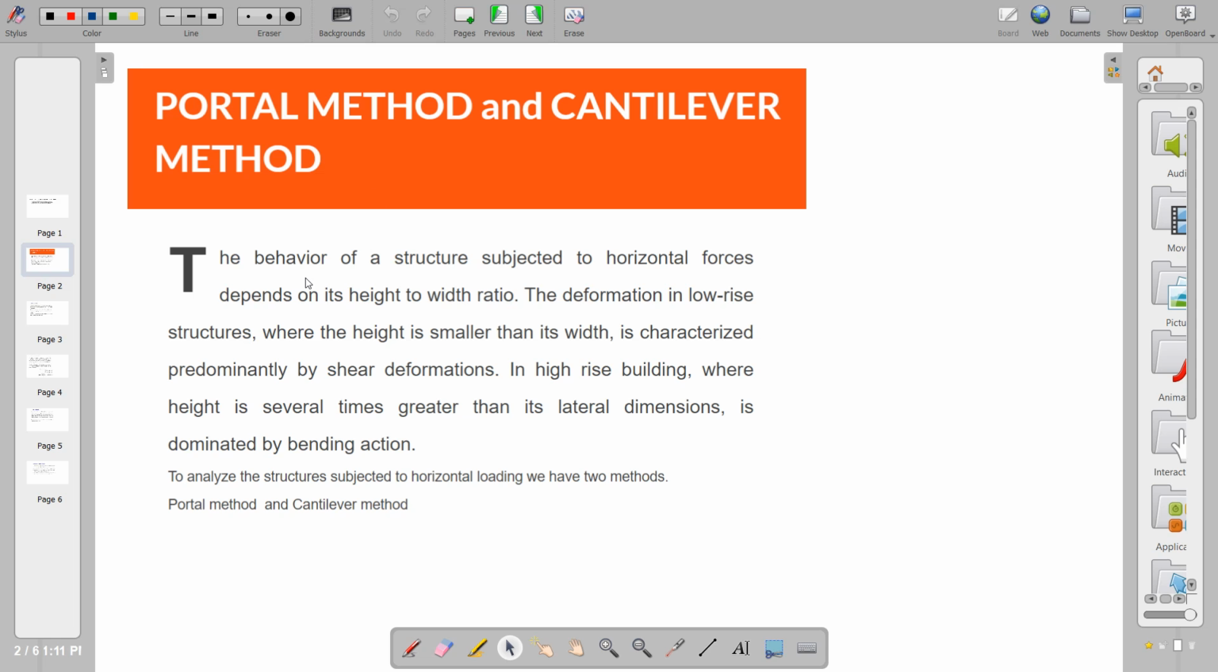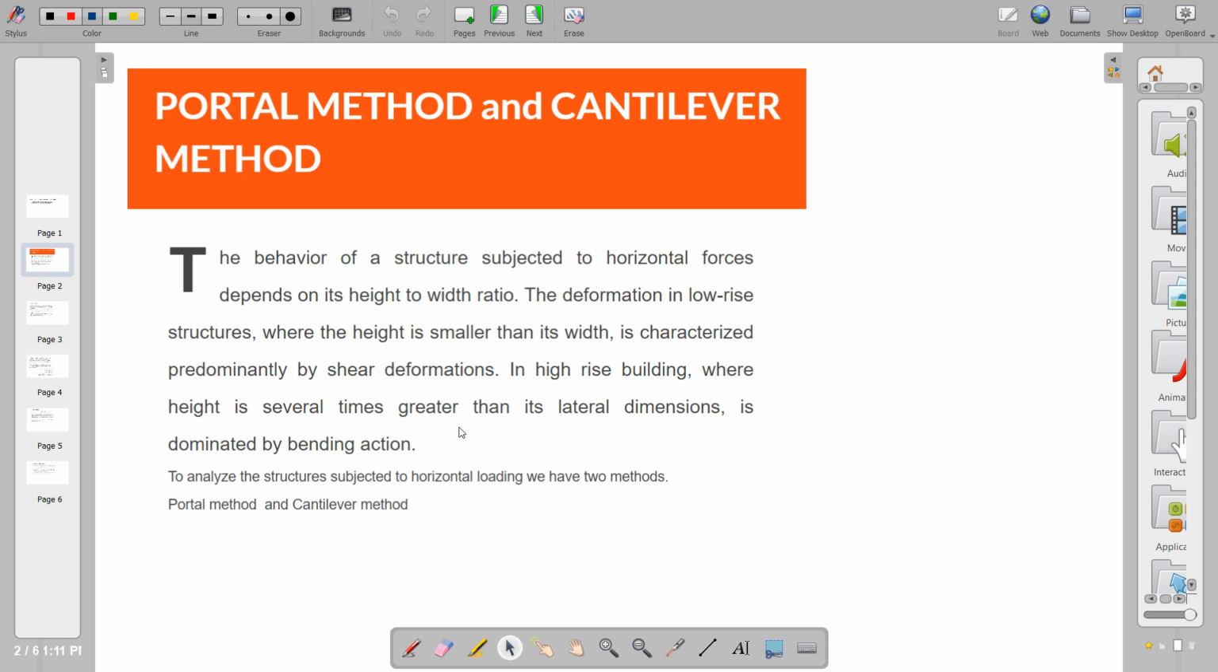So we have here the behavior of a structure subjected to horizontal forces depends on its height to width ratio. The deformation in low-rise structures where the height is smaller than its width is characterized by shear deformation. In high-rise building where height is several times greater than its lateral dimensions, it is dominated by bending action.